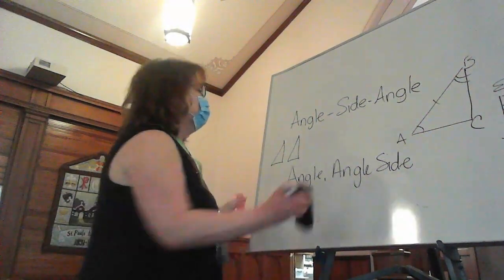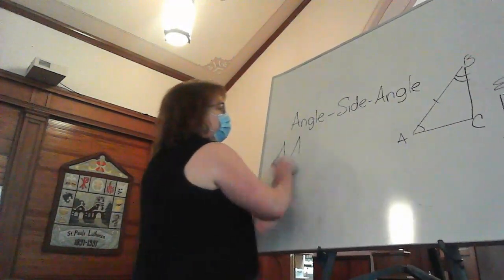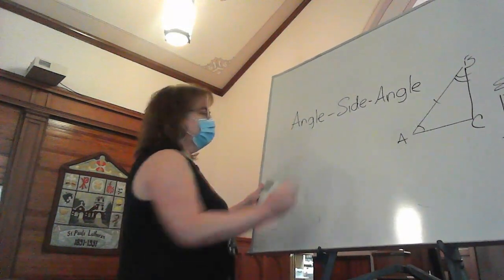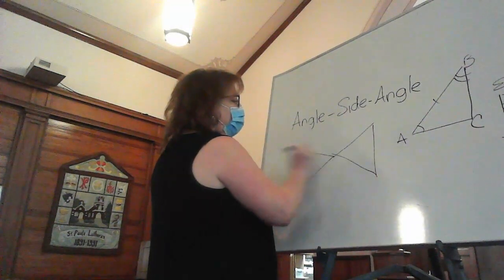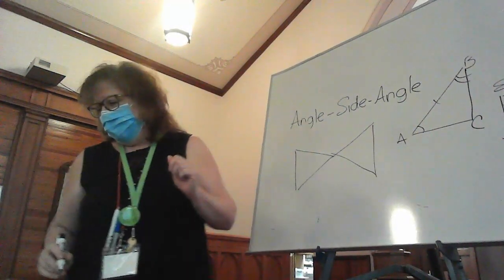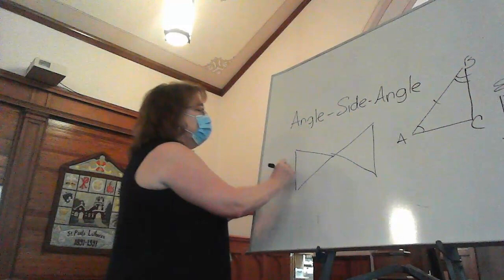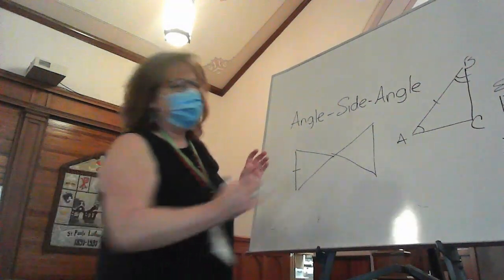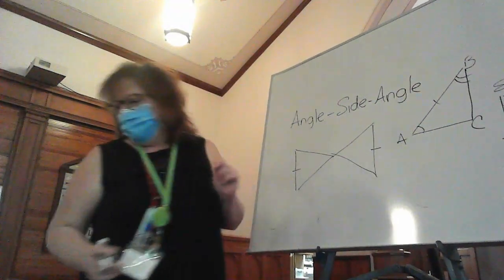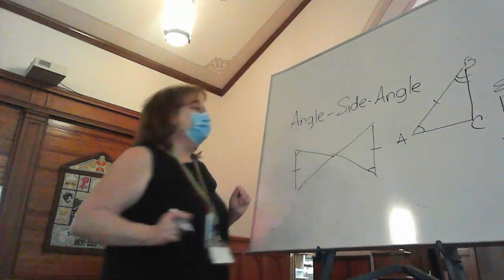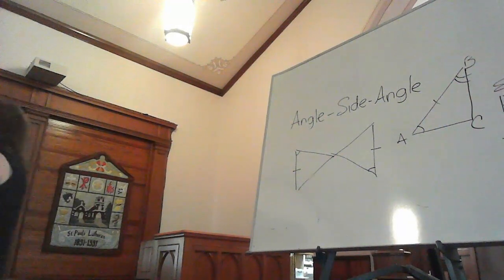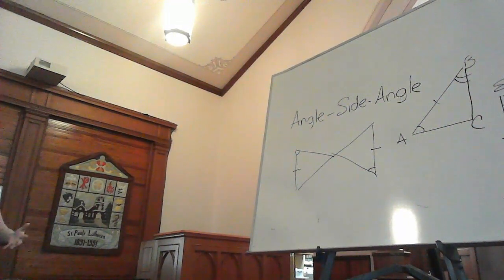See if I can draw a bow tie. Hopefully I can. Here's my bow tie. Sort of. All right. Then they tell us that this side and this side are congruent. And then they tell us that this and this are congruent. Now, is there anything else up on that picture that could be congruent? Any other rules that we can use? Yes.